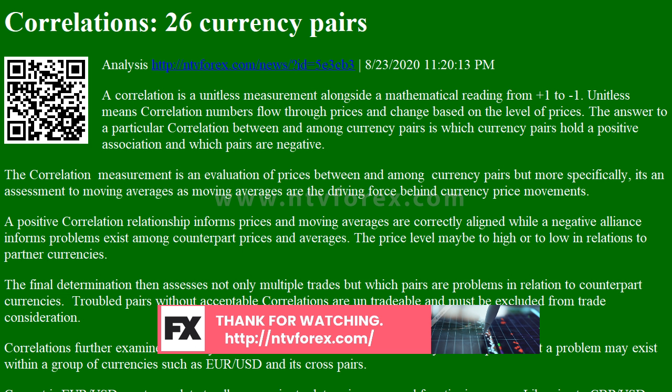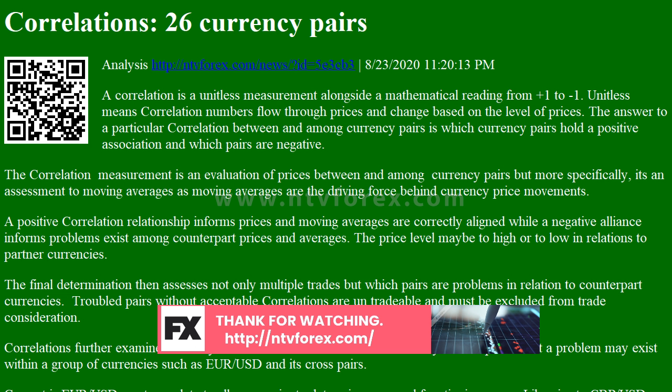EUR NZD's strong positive correlation to EUR USD reveals EUR NZD will move alongside EUR USD, but also EUR NZD operates correctly within the EUR USD set of cross pairs. The problem comes when EUR NZD correlates 62% to USD CHF. This situation leaves EUR NZD paralyzed and possible to trade erratic prices.